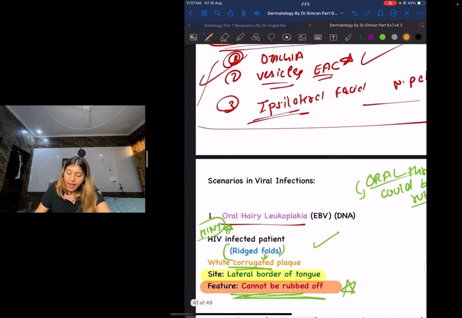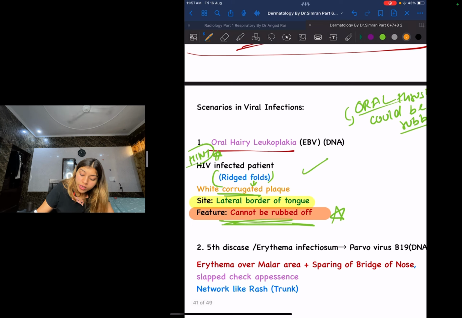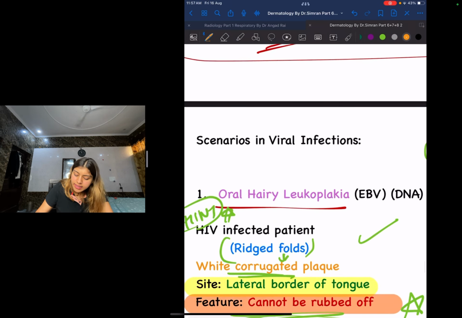Okay, and what is the diagnosis, guys? Very good, it is oral hairy leukoplakia. There is a little bit of pathology that I want to add here, that is annexin 1 is involved here. Okay, it is annexin 1 that is involved here.